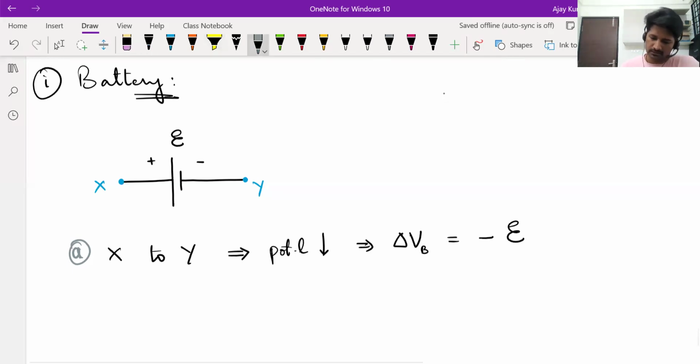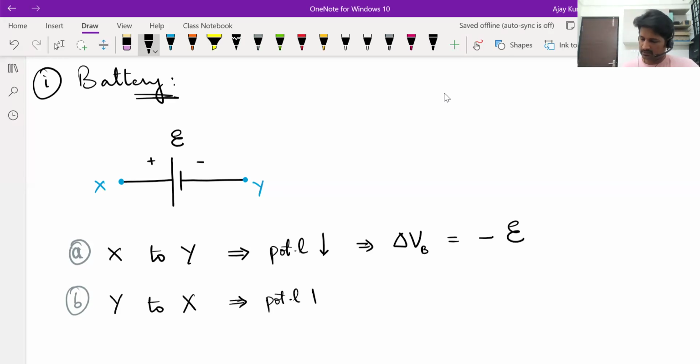Okay. Suppose while moving along the loop, you happen to go from the negative terminal of the battery to the positive terminal. Then we know that potential increases. And if potential increases, if anything increases, the change is positive. Then you will take it as plus E. So when writing potential change across a battery, you should check whether you are going from negative terminal to positive terminal or positive terminal to negative terminal. Based on that, you will be able to write the potential change. Simple. Okay, but you need to be very careful when applying this.